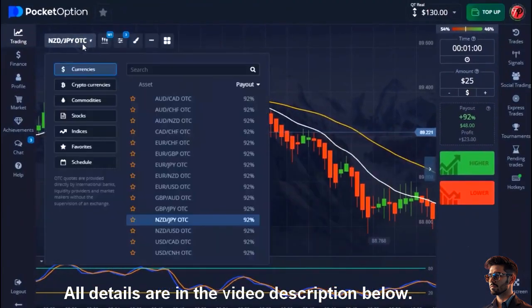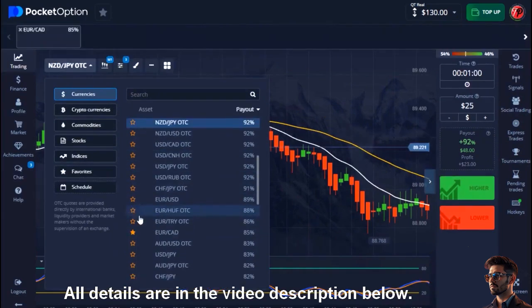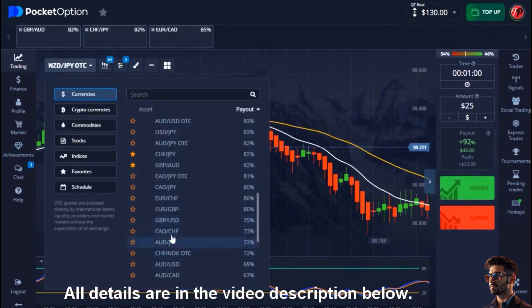Like I said, we are doing this with a normal market. All right, so I'm going to put up my currency pair real quick, then I'll start analyzing. When I get a good moment, I'm going to come down, enter a trade, and of course show you the perfect moment I'm talking about.